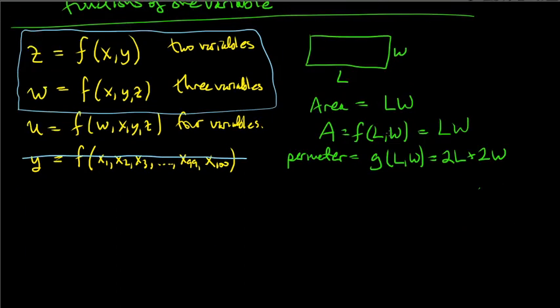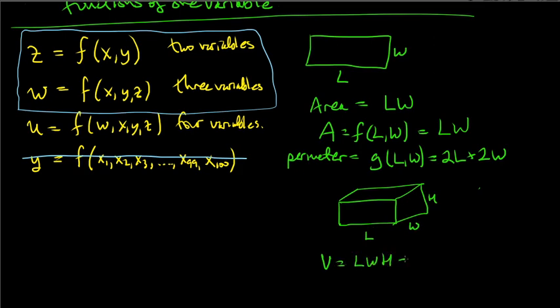And for three variables, of course, you have your box. Let's say it's a rectangular solid. So you have length, width, and height. So for the volume, you just multiply length times width times height. So you can think of this as a function of three variables. So we're all familiar with that.